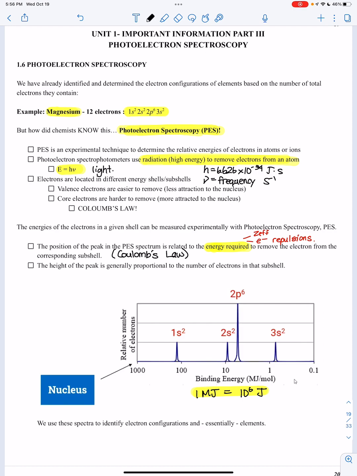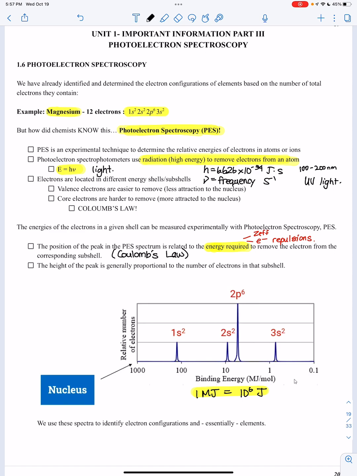We typically have to go with high energy, so probably wavelengths of like 1 to 200 nanometers, lower than any of the visible spectrum. We really have to go higher than visible light, like UV, or a little bit higher than that, to emit electrons. Okay, they're located in different shells that we know.